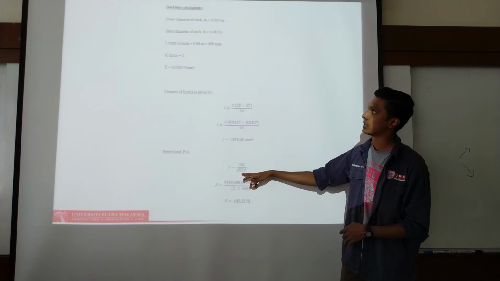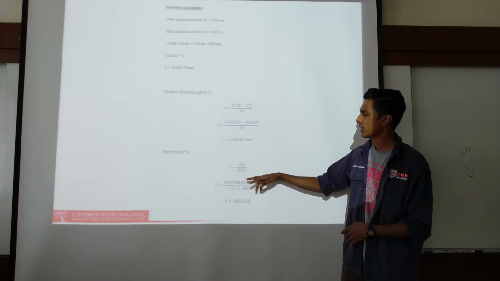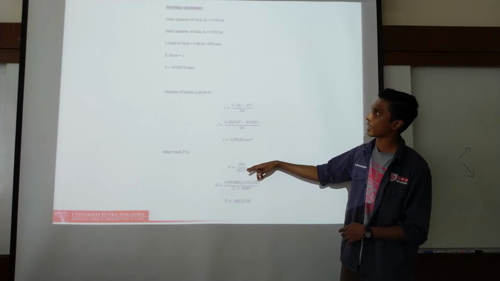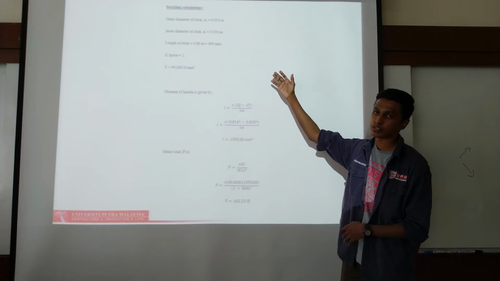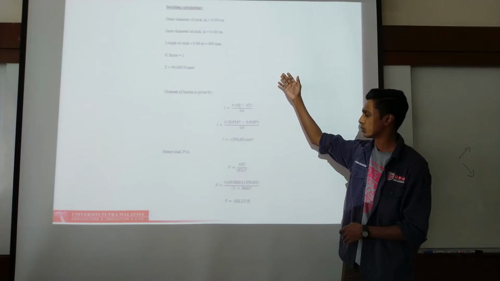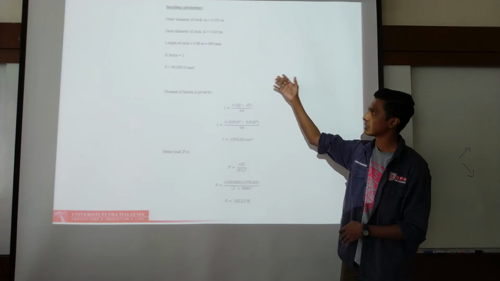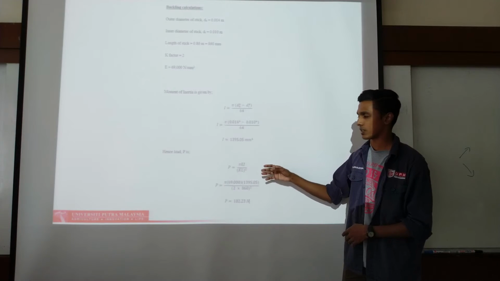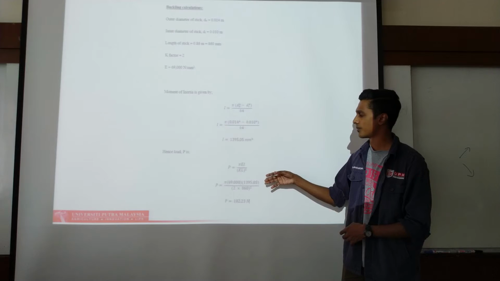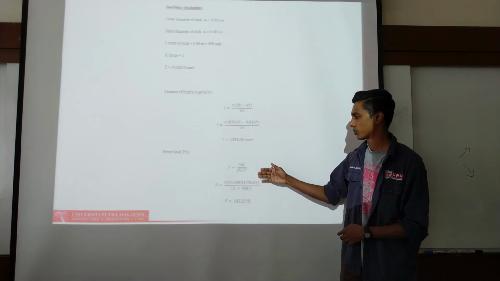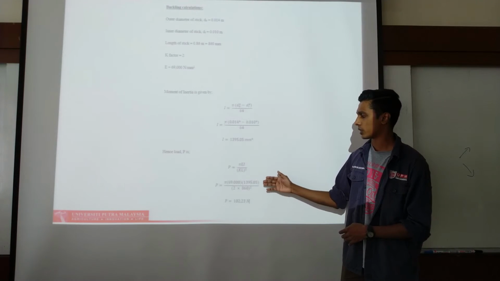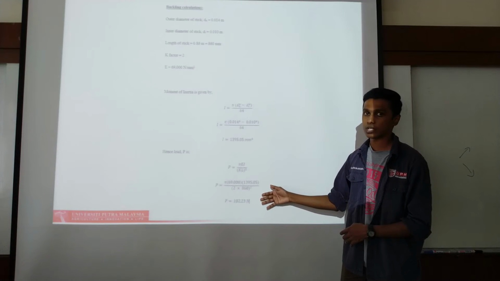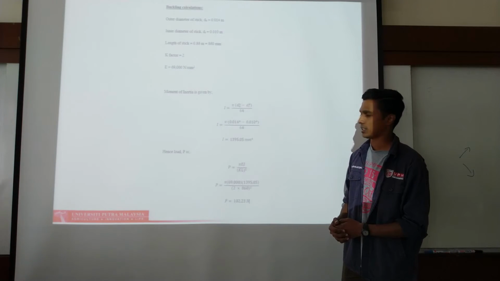The k here is chosen as 2, and L is the length, which is about 860 millimeter. We leave it in millimeter. The k is 2 because it is fixed in just one part of the pole. We plug in all those values, make the calculation, and we get our P, which is the load, as 102.23 Newton. That's all from me. Thank you.